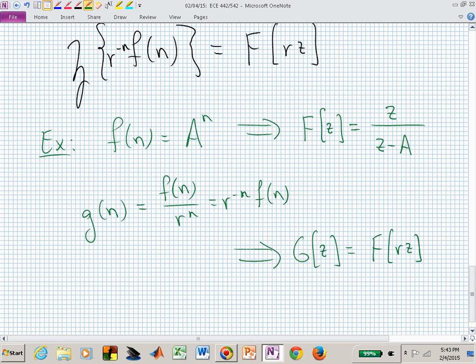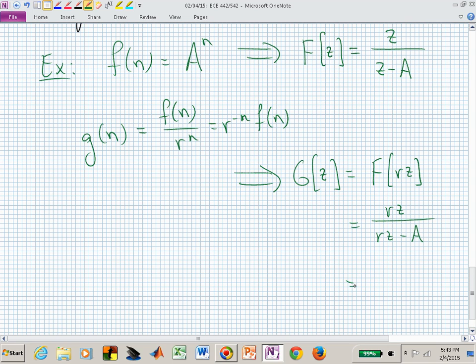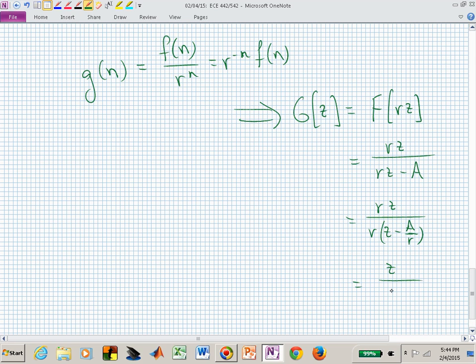But that's not quite there in terms of the answer, but now you simply, everywhere you had a z in the f of z, you can now replace that with rz over rz minus a. And you could rewrite that. You could factor out an r from both terms in the bottom and cancel the r's in numerator and denominator. Now you have the z transform of g of z. I'm sorry, little g of n.